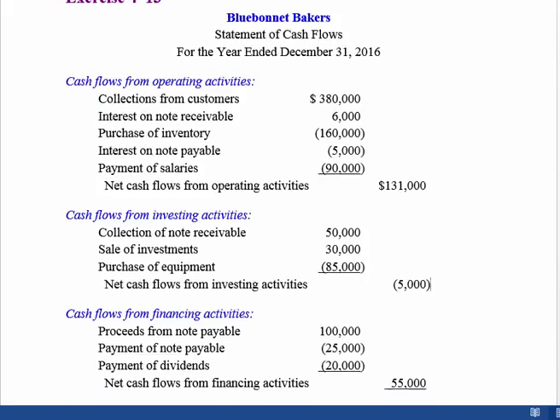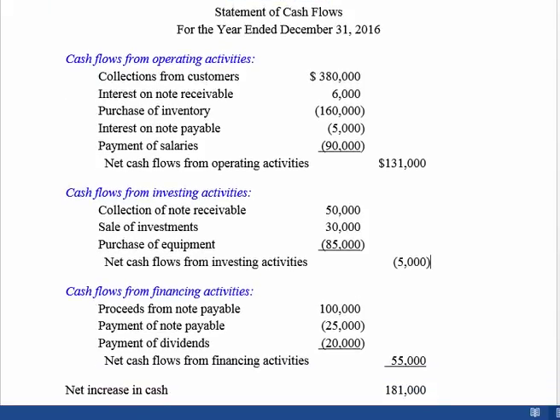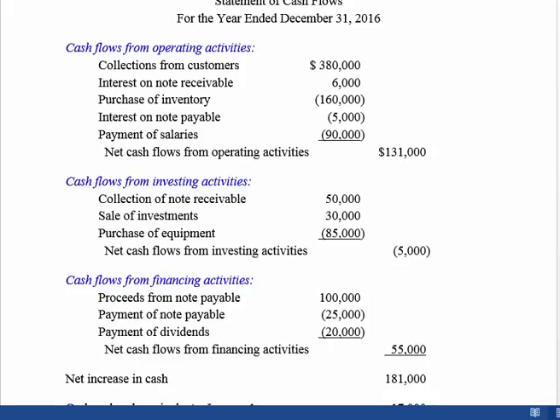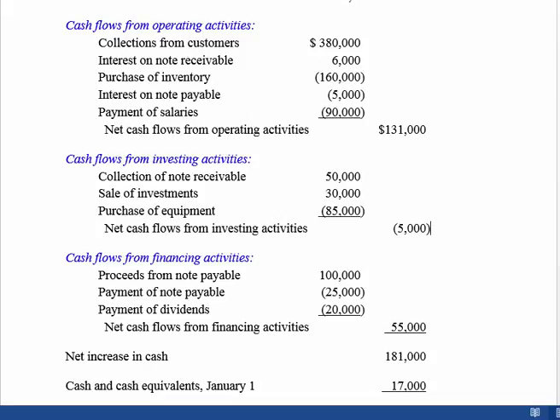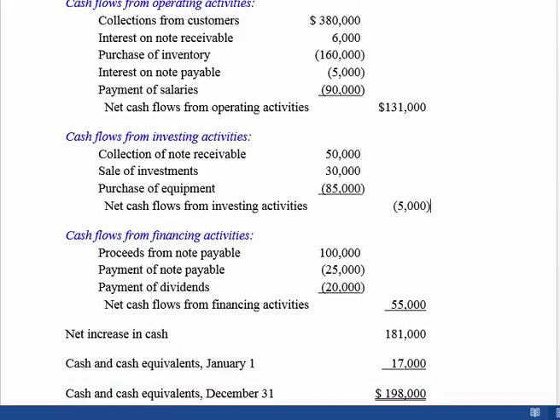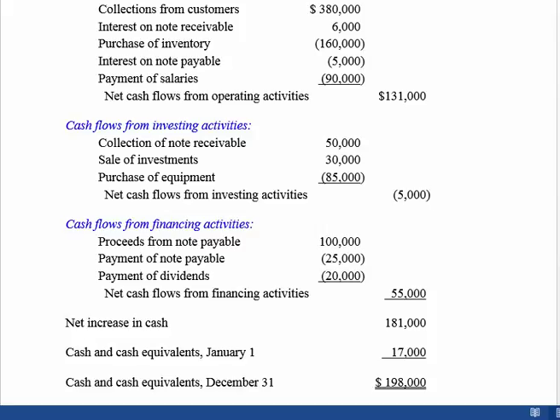All right, now we'll total those three. We get a net increase in cash of $181,000. We're going to add that to the balance of cash and cash equivalents at the beginning of 2016, which was $17,000. And that's going to give us cash and cash equivalents on December 31, $198,000.